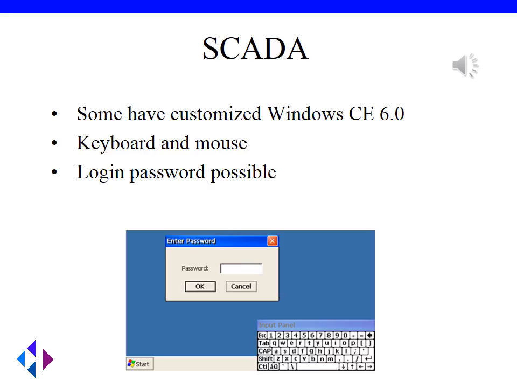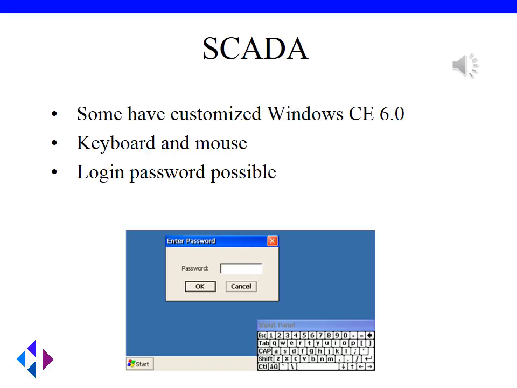So now that you're totally paranoid about the electric system and SCADAs, let me tell you about some of the things that would make it easier for you. Some of the newer systems have something like a customized Windows CE 6.0 involved. Although there are vulnerabilities they probably have not patched, that still allows you to use some basic Windows software and tools to do an examination on those types of systems.